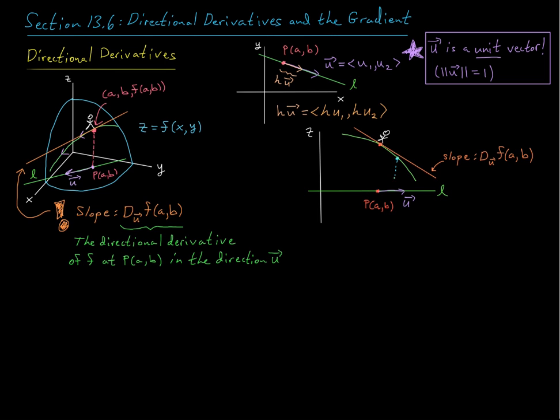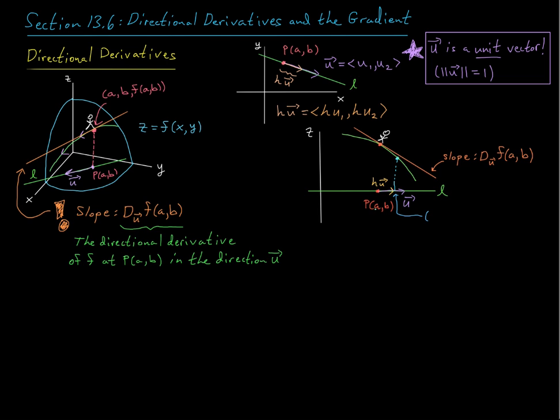And I'm going to say that the step size, so moving a certain number of units in the positive u direction now, I'm calling that step size h. That's just what I was saying up here. And so what would the coordinates of this point here along L equal?